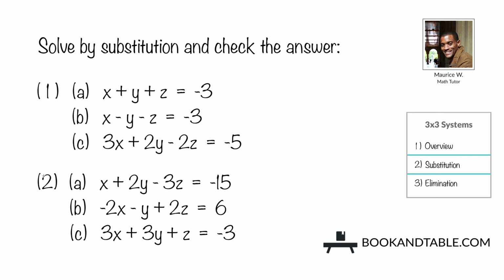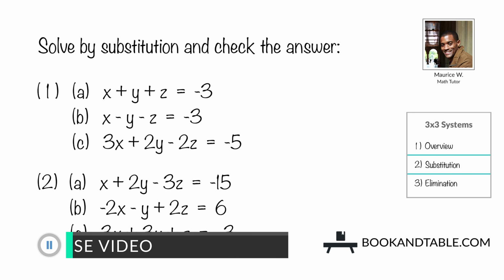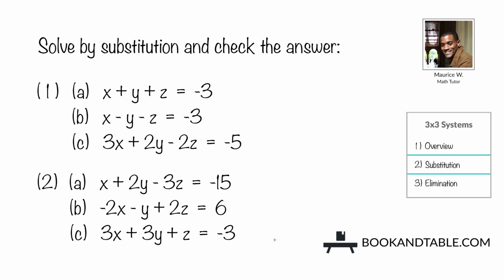Question number 2, equation A, x plus 2y minus 3z is equal to negative 15. Equation B, negative 2x minus y plus 2z is equal to 6. In equation C, 3x plus 3y plus z is equal to negative 3. Pause the video, answer these questions, and then press play when you are ready to begin.